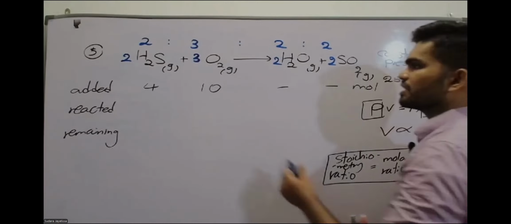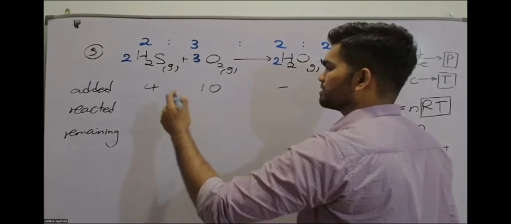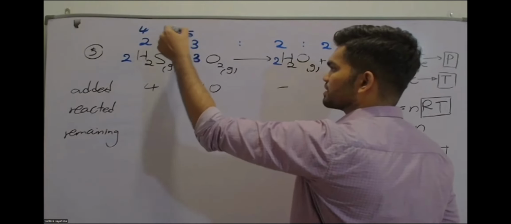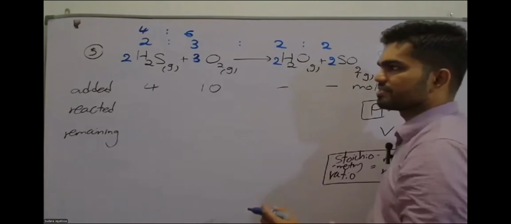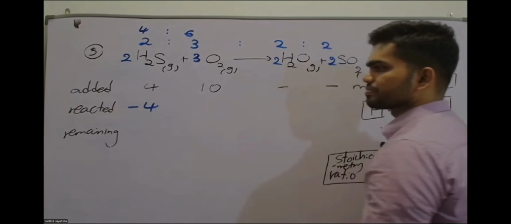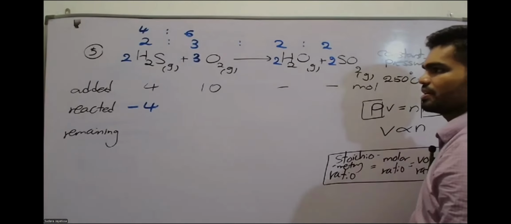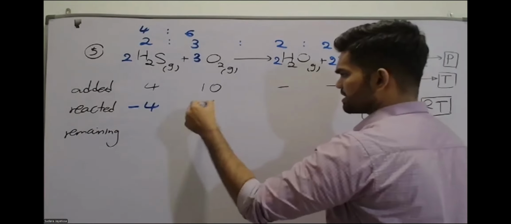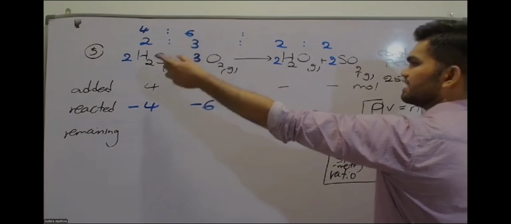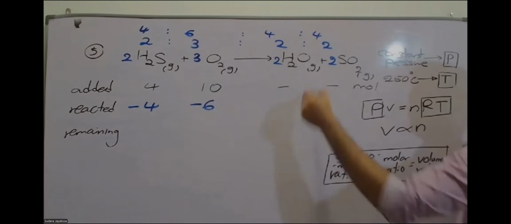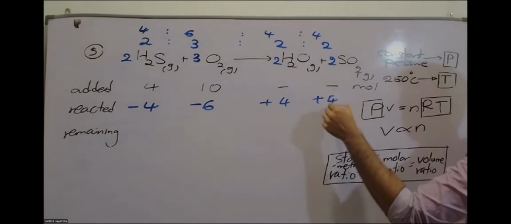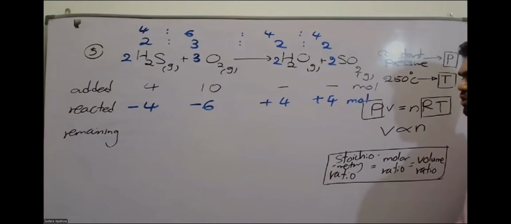To react 2 of H2S you need 3 of O2. Then to react with 4 of this you need how many? 6 of O2, but we have more than that. Understood? So therefore your H2S will fully consume, and only 6 of the O2 will be consumed. So if 6 is reacting, 4 is reacting here, 4 and 4 should be formed. This is how you get the reacted amount.